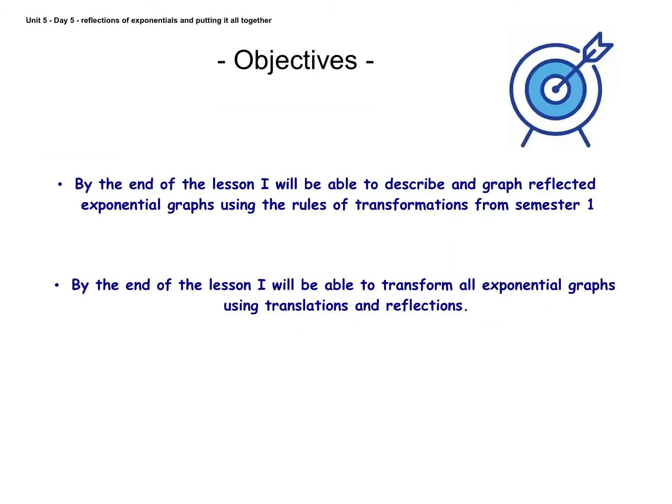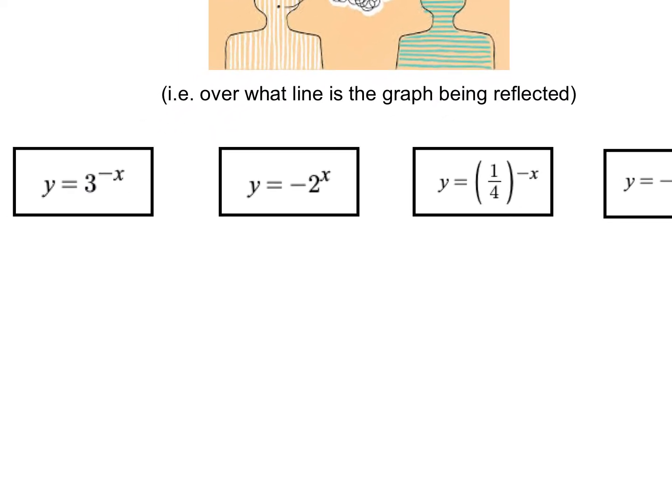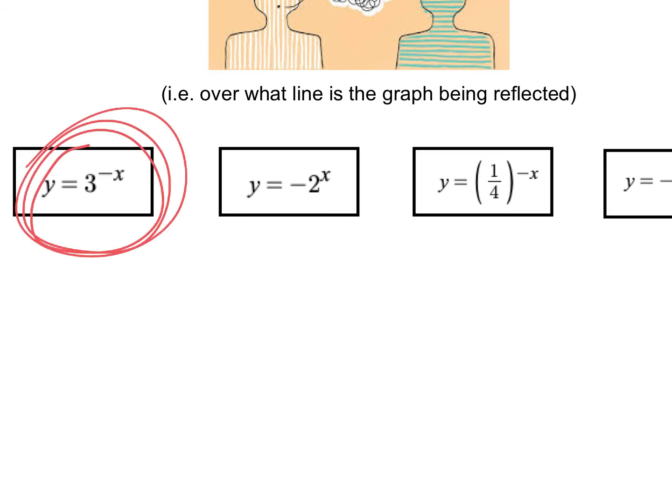By the end of the lesson, I'll be able to describe and graph reflected exponential graphs using the rules of transformations from semester 1. By the end of the lesson, I'll be able to transform all exponentials using translations and reflections. Okay, so basically moving things around and flipping. That negative right here is either on the inside or on the outside.